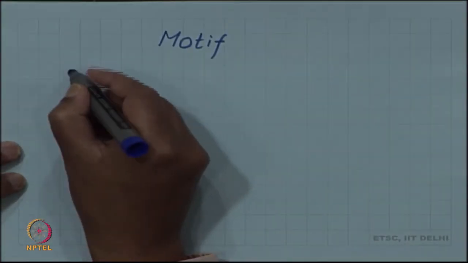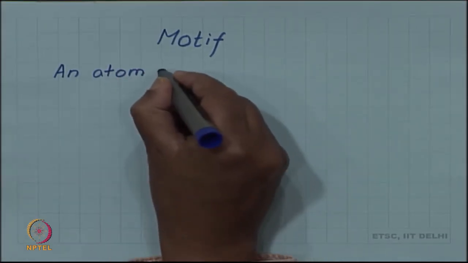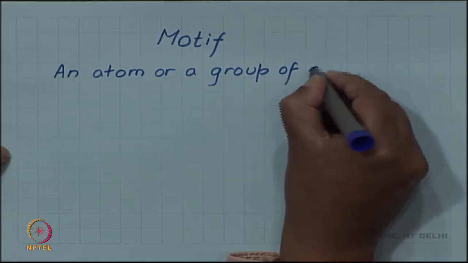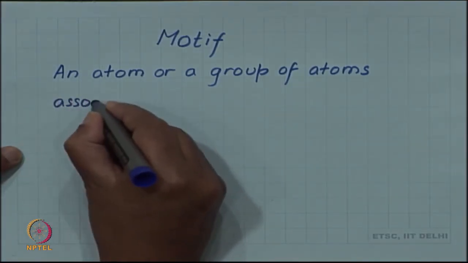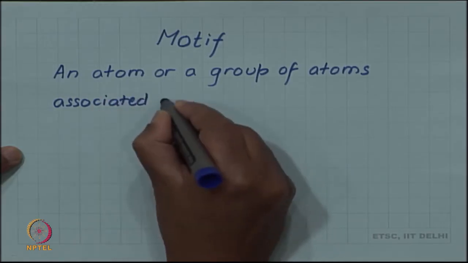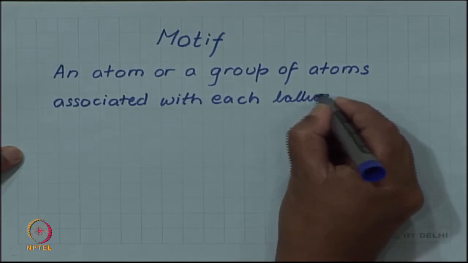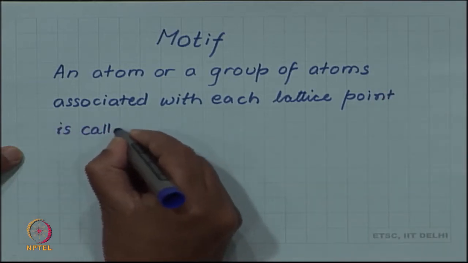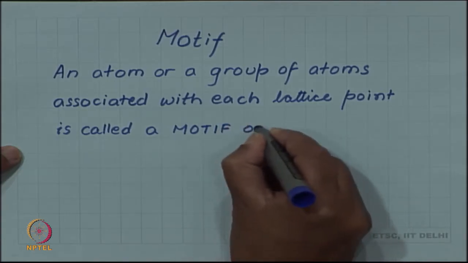So, recall the definition of motif which we had done in the past: an atom or a group of atoms associated with each lattice point is called a motif, or there is a synonym, motif or basis.